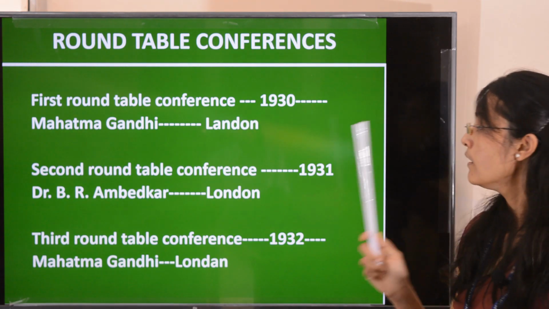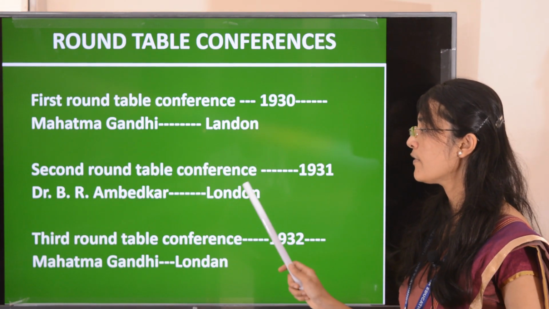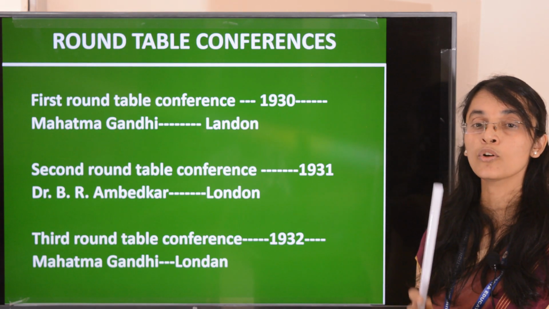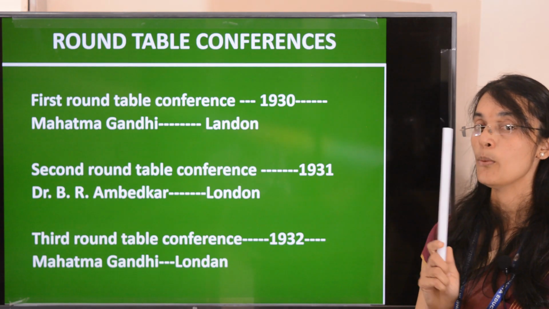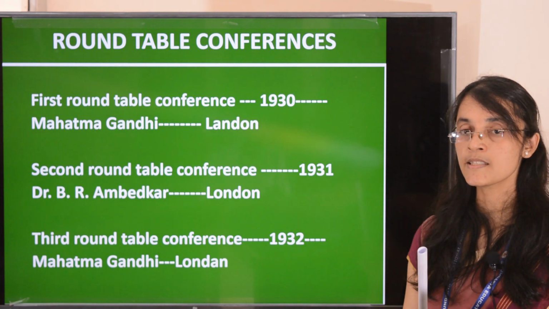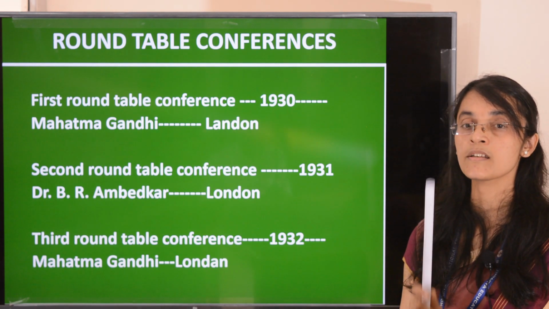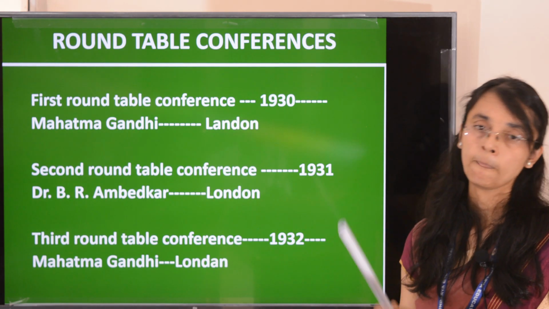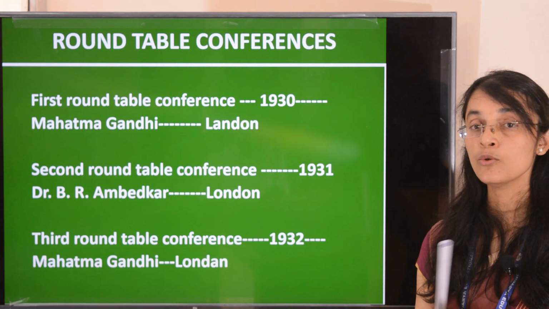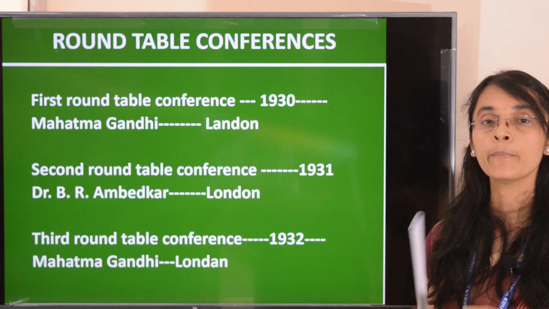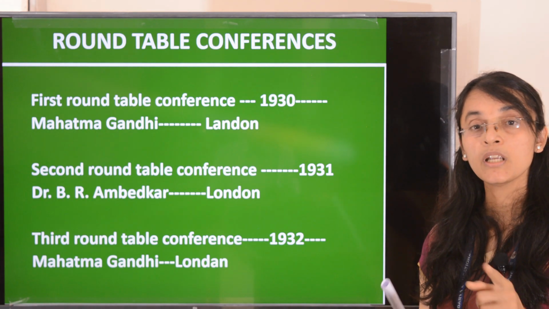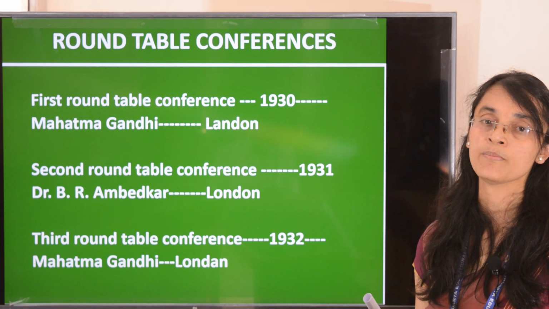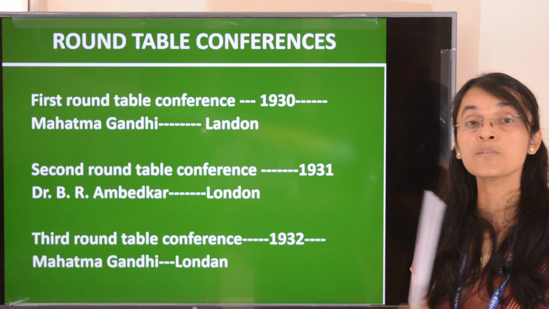See students, in the second round table conference, Dr. B.R. Ambedkar demanded a separate electorate system for untouchables. But Gandhiji opposed this and decided to fast unto death. Finally, Congress leaders met Gandhiji and convinced him, and the resolution was modified by providing reservation to depressed classes instead of a separate electorate for untouchables. This was popularly called the Pune Pact.